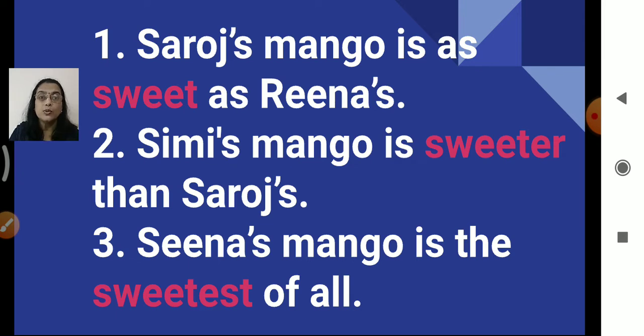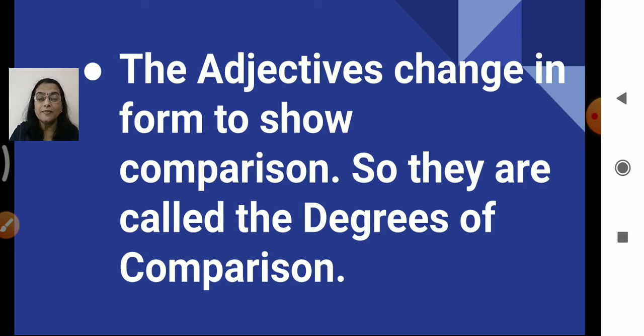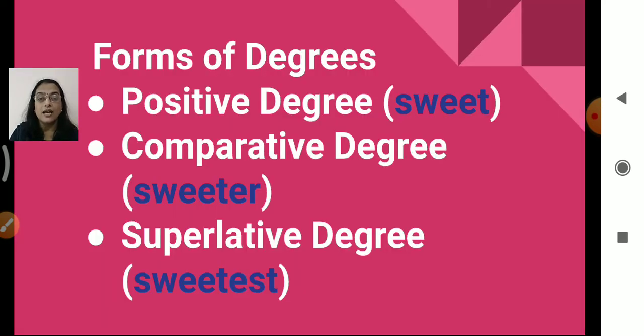So sweet, sweeter, sweetest. Now what are they? They are adjectives actually. The adjectives change in form to show comparison, so they are called the degrees of comparison. So which are the degrees of comparison? Now the forms of degrees. These are the degrees. What are they? Positive degree, comparative degree, and superlative degree.